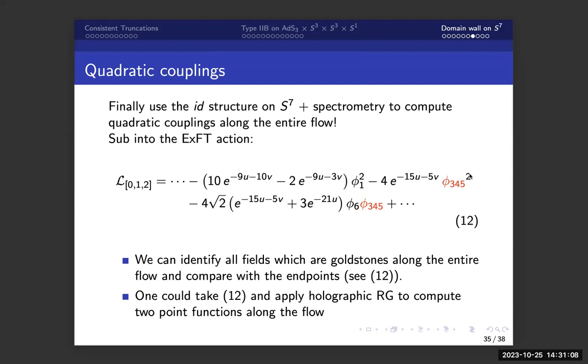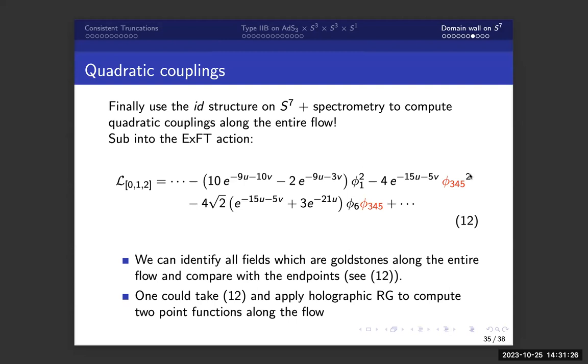Maybe I should point out that I say effective because it looks 4D. Of course, this is not an effective theory in the energy sense. It's just a 4D-looking potential, if you want.